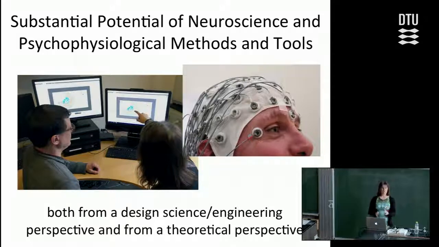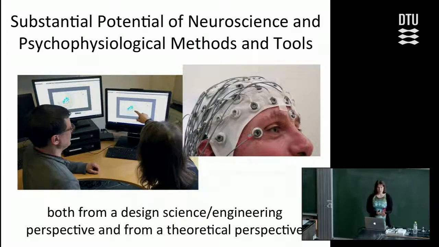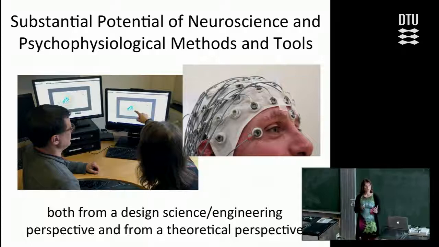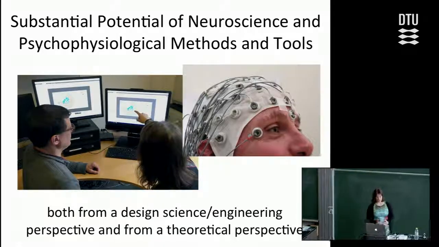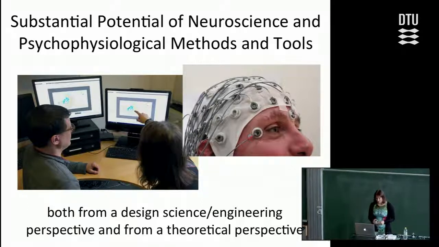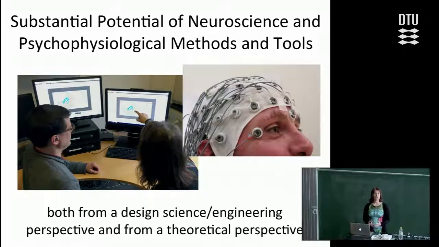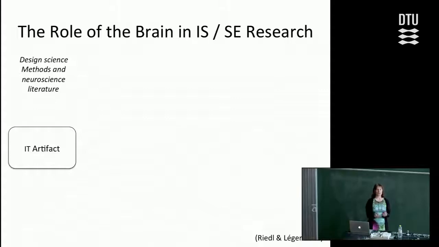And what I would like to do in the next maybe 45 minutes is to explain this potential a little bit better. There is very big potential, on the one hand, from a design science or engineering perspective, so how to build better software systems using neuroscience and psychophysiological methods and tools. That will be the one aspect. But there is also a very big potential for a better, deeper theoretical understanding of what's going on while people are developing software. And I will start by looking at the role of the brain in both information systems and software engineering research, using a framework colleagues of mine from Austria and Canada published.